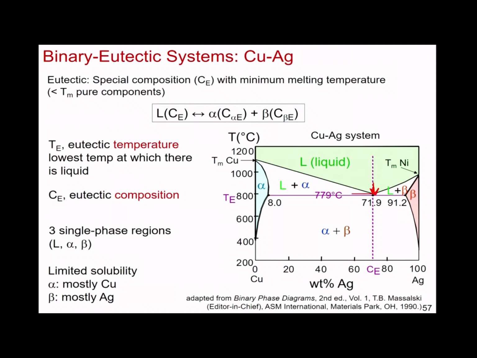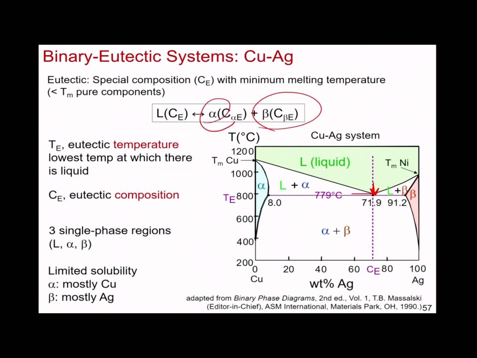and you hit what's called the eutectic temperature. For this particular system, it's about 779 degrees Celsius. And right at the composition CE, or 71.9 weight percent of silver in a copper-silver alloy system, you have the liquid going to a solid phase alpha and a solid phase beta.